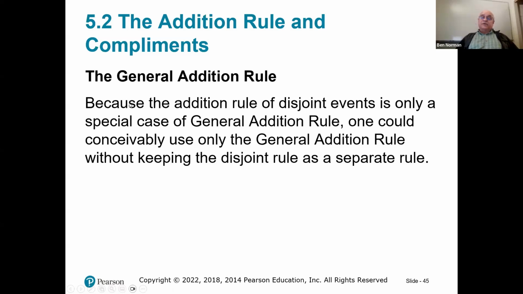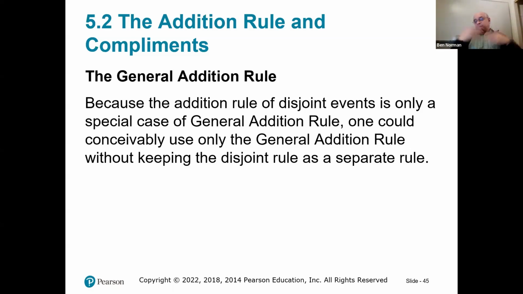Because the addition rule for disjoint events is only a special case of the general addition rule, one could conceivably use only the general addition rule without keeping the disjoint rule as a separate one. Some people want them to be separate, and that's fine.